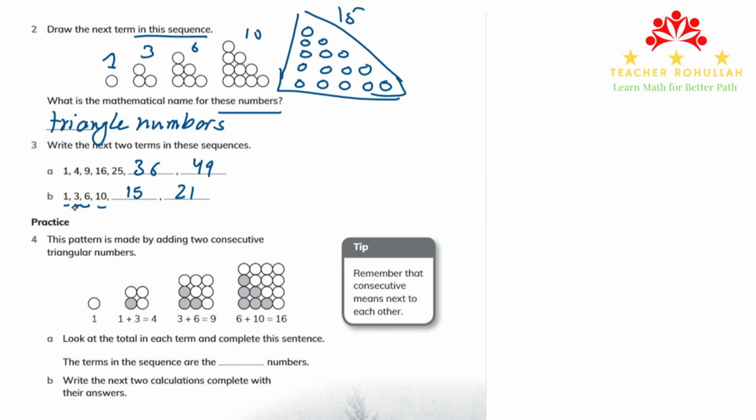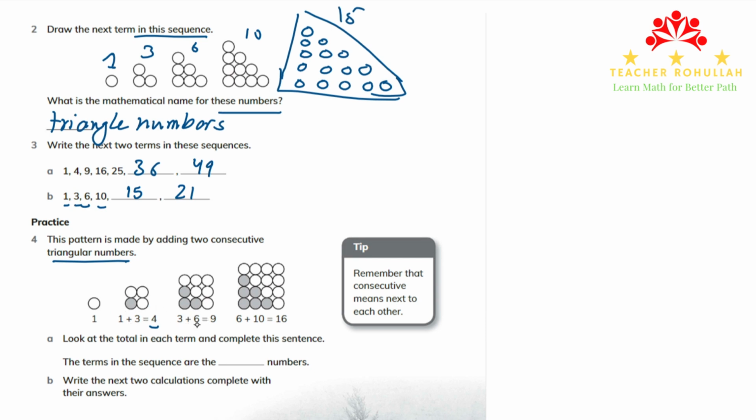In question 4, it says, this pattern is made by adding 2 consecutive triangular numbers. So you know the triangular numbers from part B of question 3. We have 1, 3, 6, 10, 15, 21, and so on. The first one is 1. The second one is 1 plus the next triangle number. The next triangle number is 3. 1 plus 3 is 4. When we add 1 and 3, we get 4. So it gives us a square.